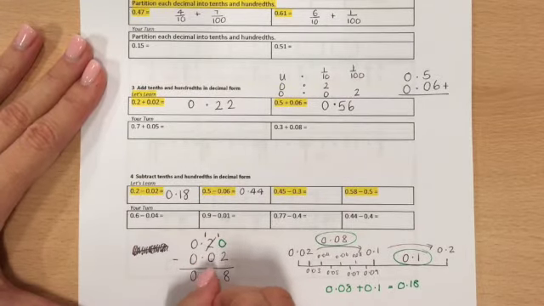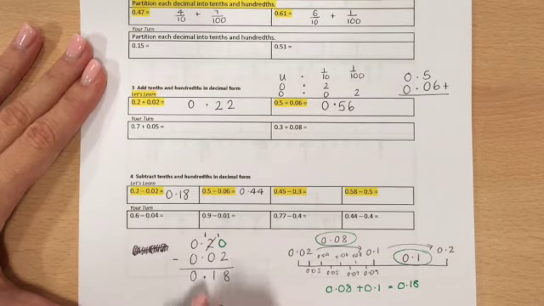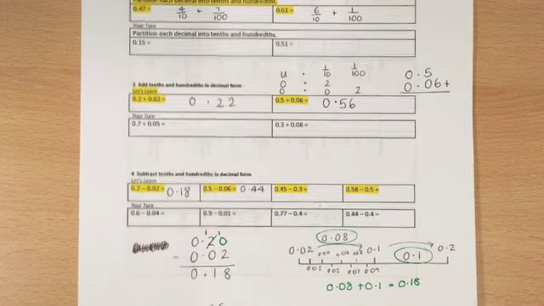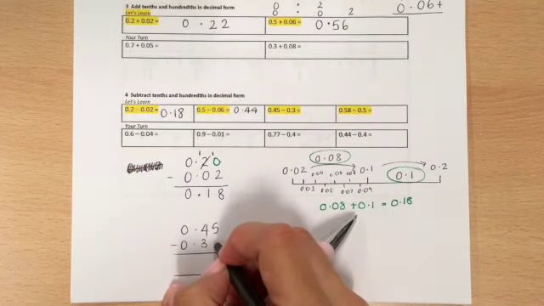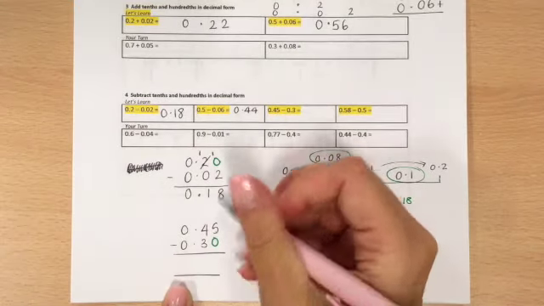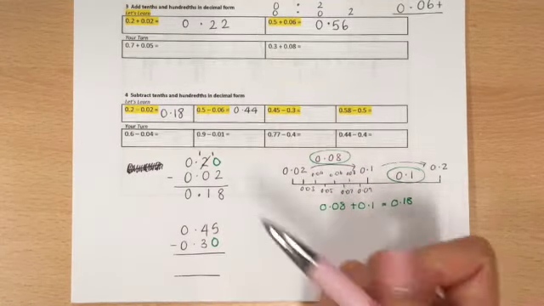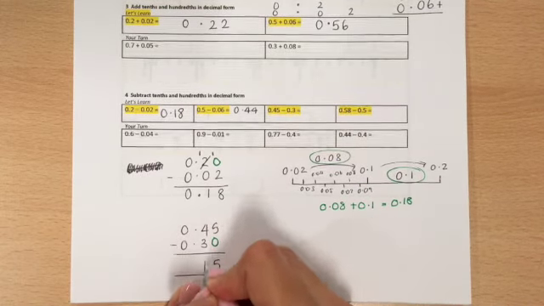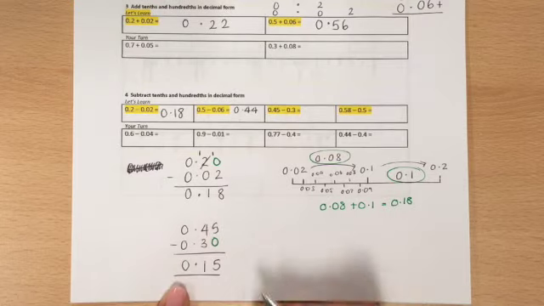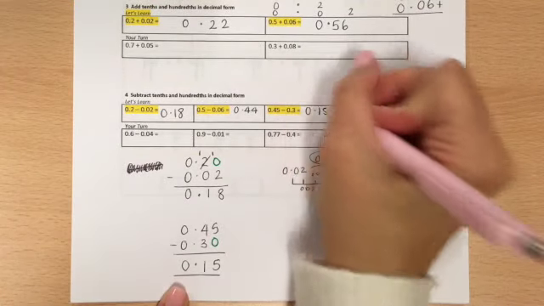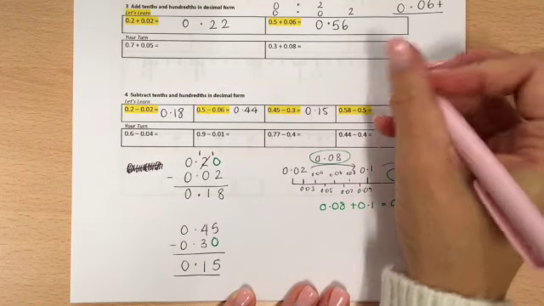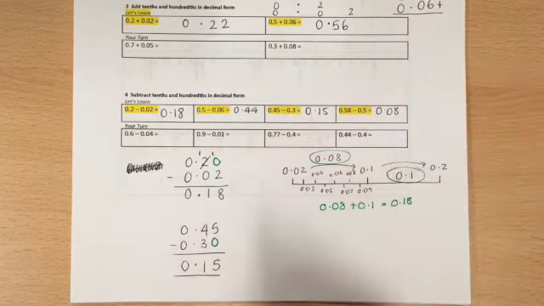So I'm going to do this one in column because this one lends itself quite nicely to column subtraction. It's not as complicated. So what we've got here is 0.45 take away 0.3, okay? In this bit here, I'm going to put the 0. 5 take away 0, we can do that because it's not the wrong way round. So our answer would be 5. 4 take away 3 is 1. We've got our decimal. 0 take away 0 is 0. So 0.15. And the last one, 0.58 take away 0.5 would be 0.08. Okay?